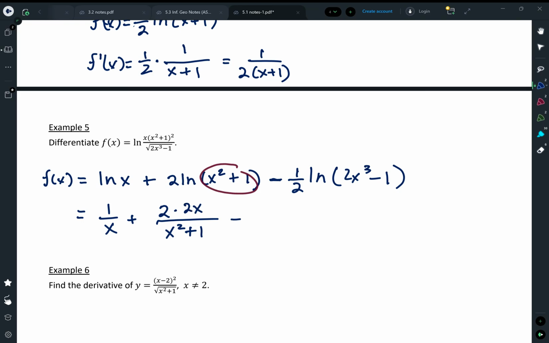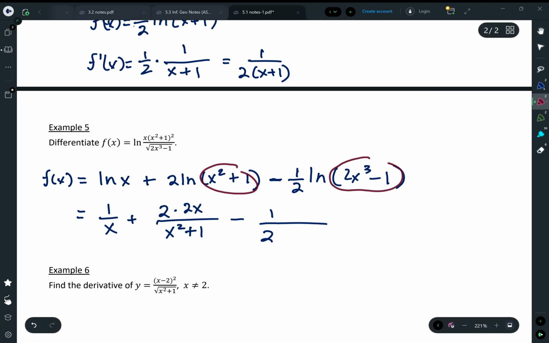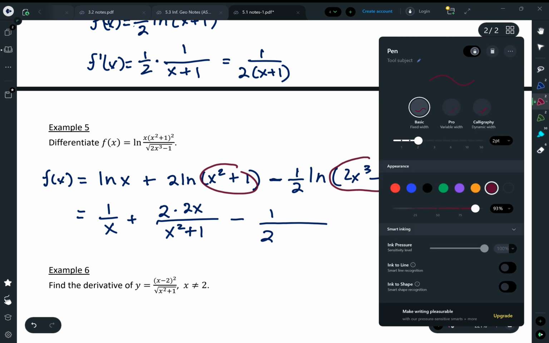And then minus my next fraction, I have a 1/2. And then remember, same thing, u prime over u. So this whole thing right here is my u, that's my inside function. I'm just going to rewrite that in the denominator.